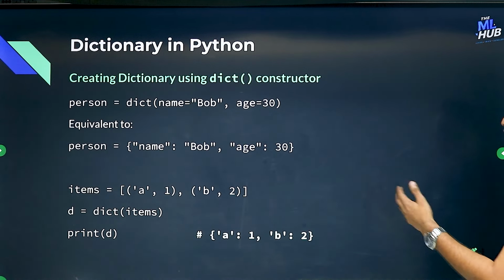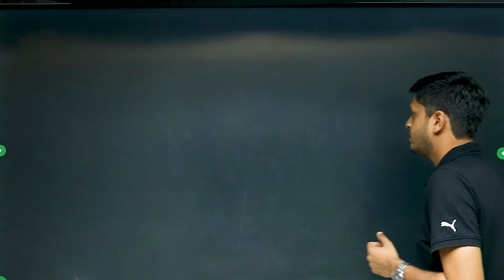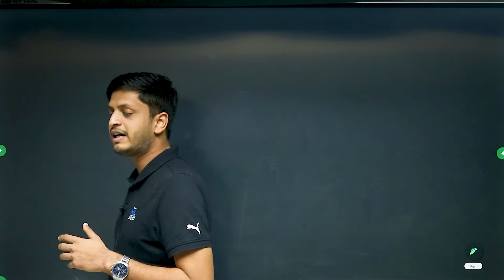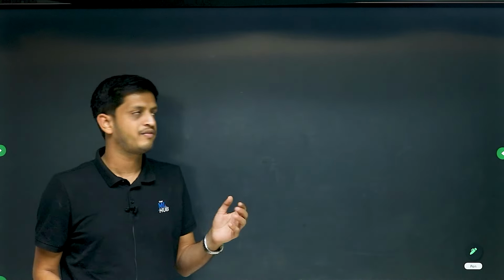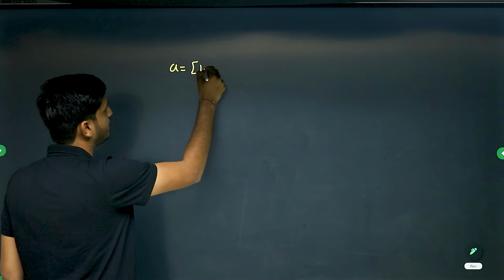Now, what if you want to actually add some elements? So there are ways to do that. The problem is you cannot give it any iterable and have it convert it into a dictionary. Why? Let's say you have a list containing elements 1, 2, 3, 4. A is a list containing 1, 2, 3, 4.